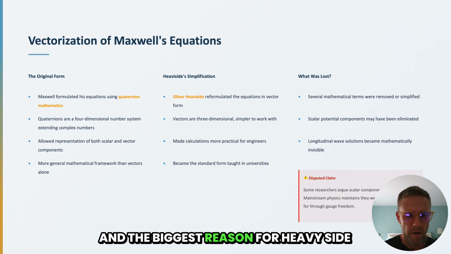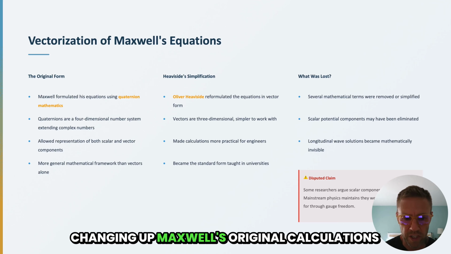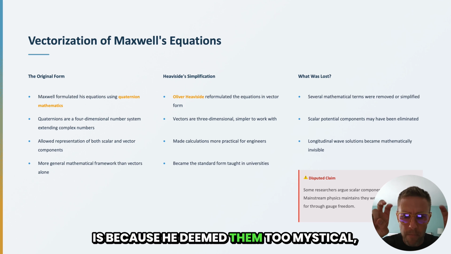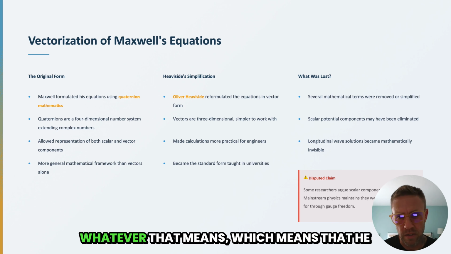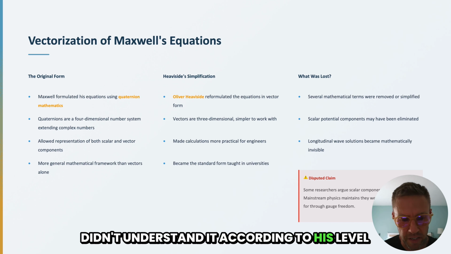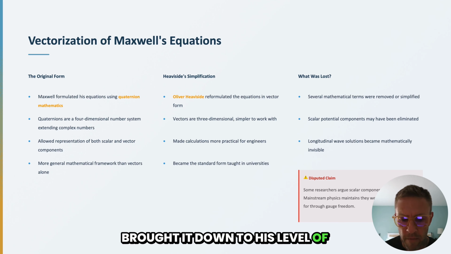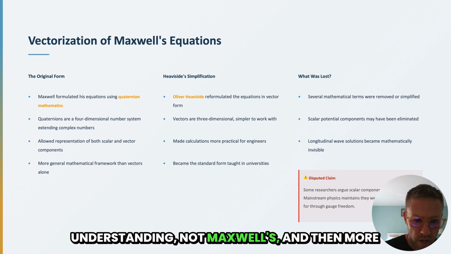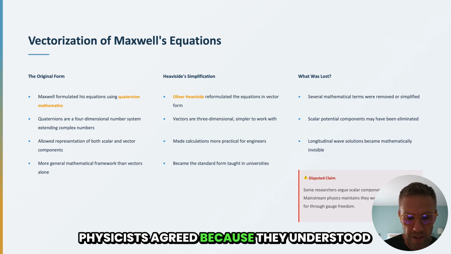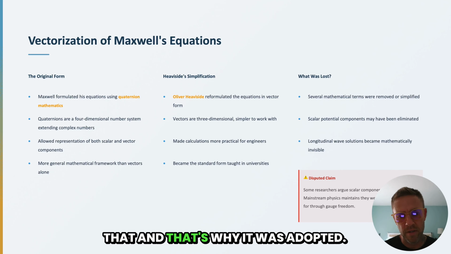And the biggest reason for Heaviside changing Maxwell's original calculations is that he deemed them too mystical, whatever that means, which means that he didn't understand it according to his level of physics. So what he did was he chopped it down and brought it down to his level of understanding, not Maxwell's. And then more physicists agreed because they understood that, and that's why it was adopted.